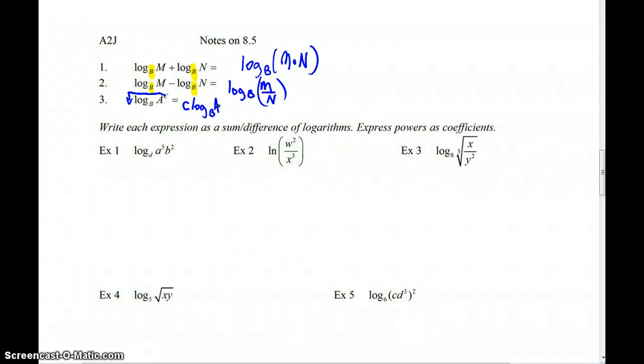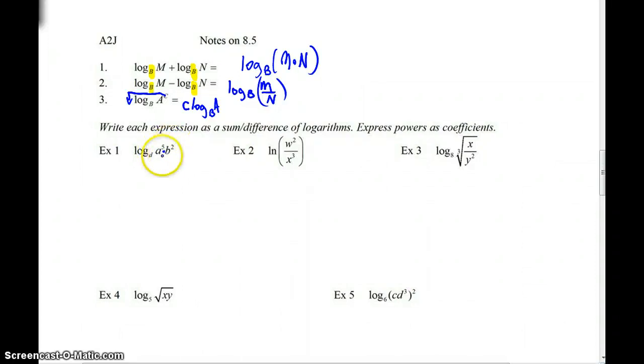Not only can we begin on the left side and move to the right, we could actually begin on the right side and then move to the left. In fact, we're actually going to begin with that right now. Let's look at example 1. Example 1, we have the log base d of a to the 5th times b to the 2nd.